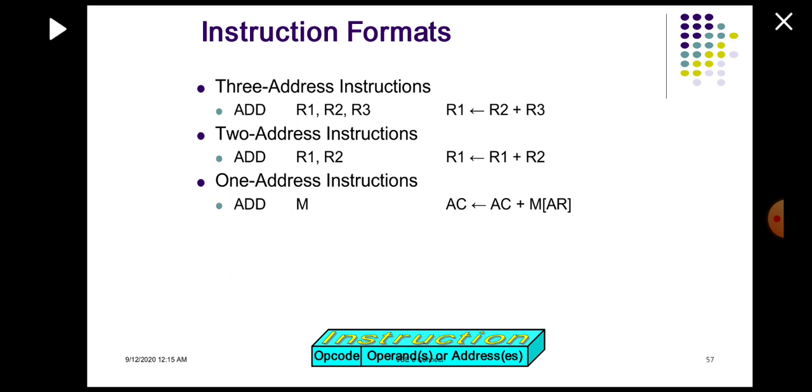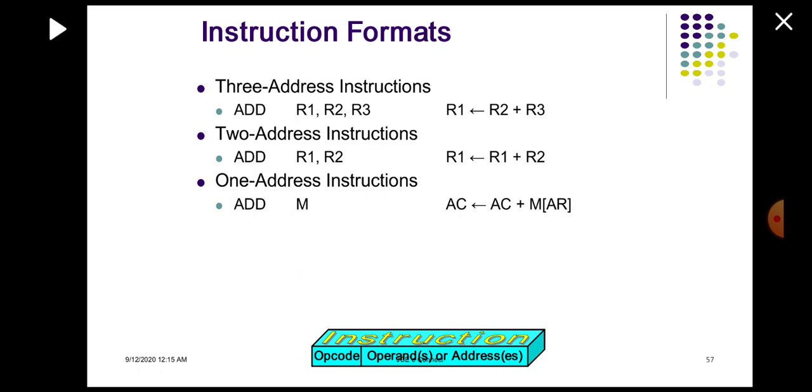For example, ADD M. It will add the contents of the accumulator with the memory and store the result back in the accumulator. Here M in the instruction specifies a memory address. So the contents of the memory address will be added with the accumulator. In one address instruction, it is implied that the accumulator is a part of the instruction. So it will add the contents of the memory with the accumulator and the result is stored back in the accumulator.